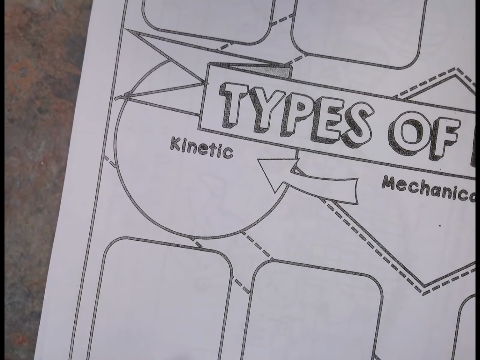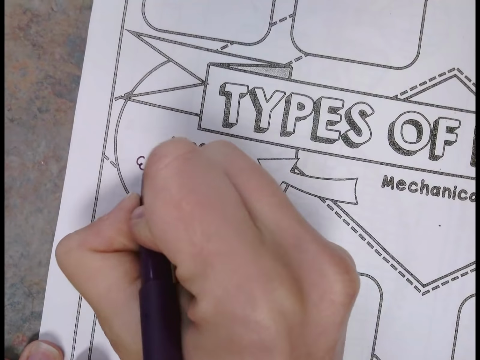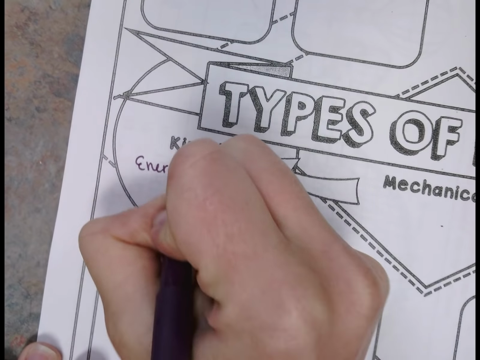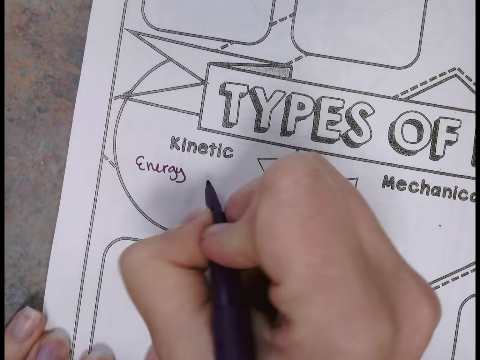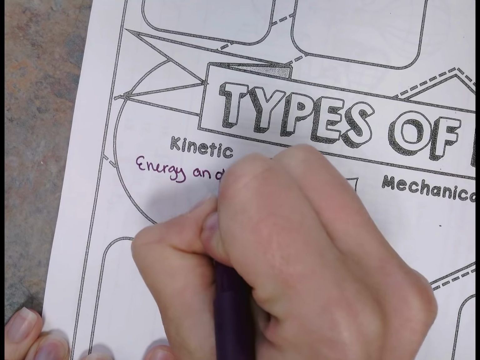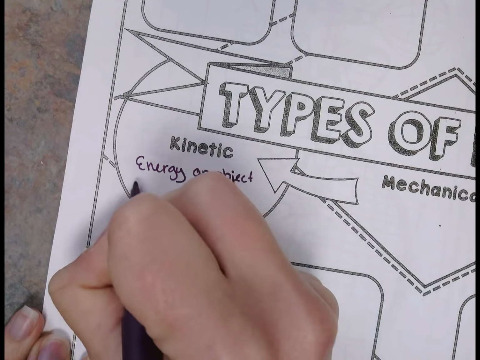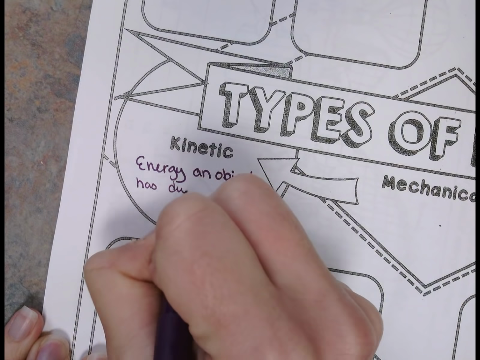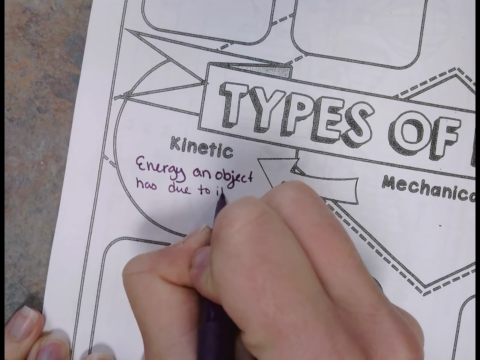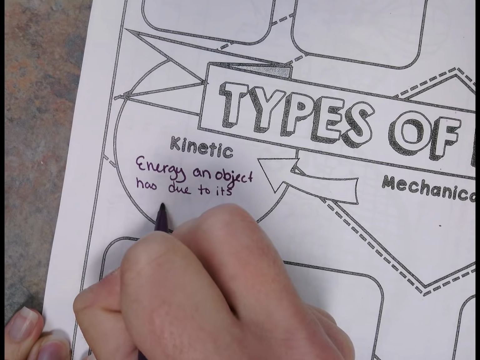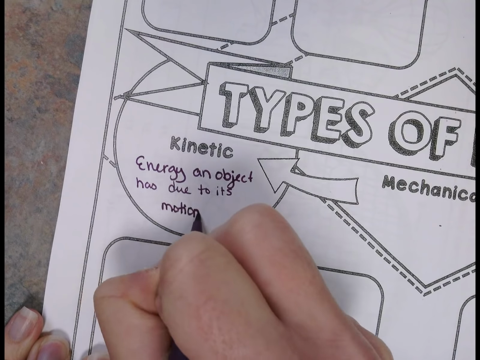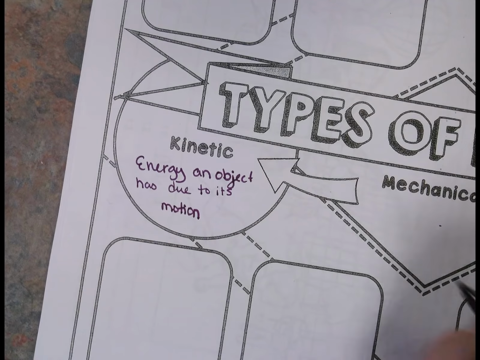Kinetic. Hopefully you all know what kinetic energy is. It is the energy an object has due to its motion. Okay. Examples: running, walking, talking, breathing, anything that is moving.